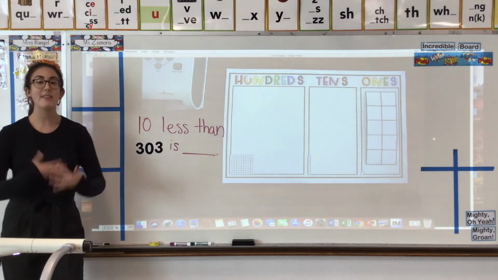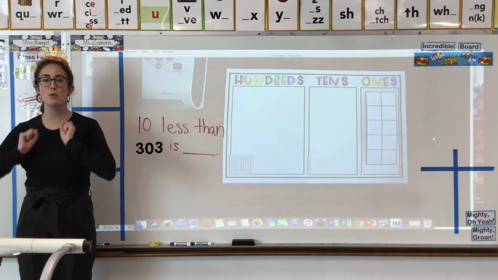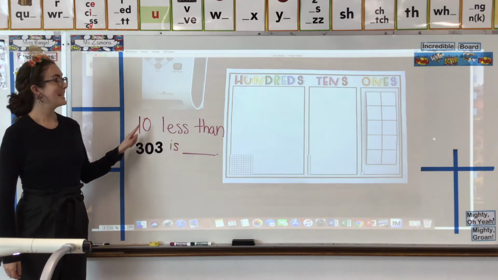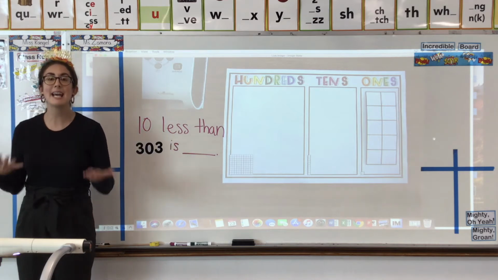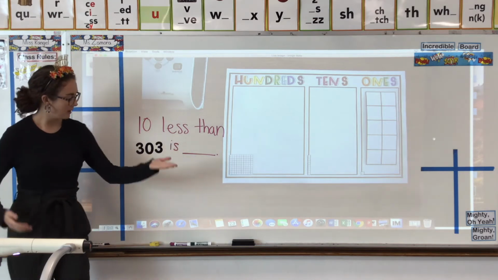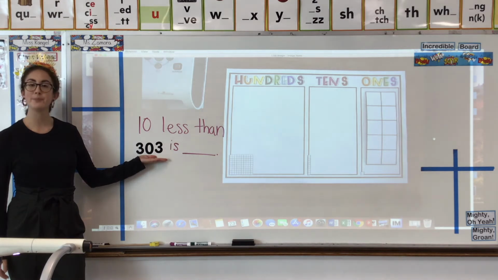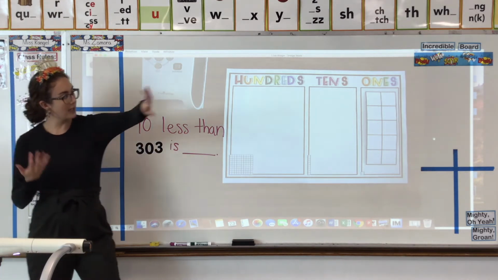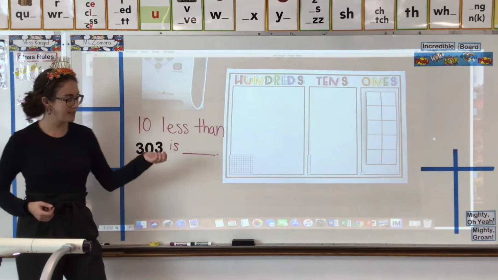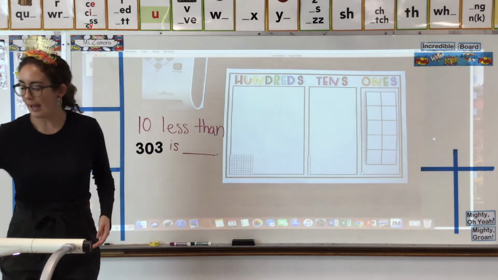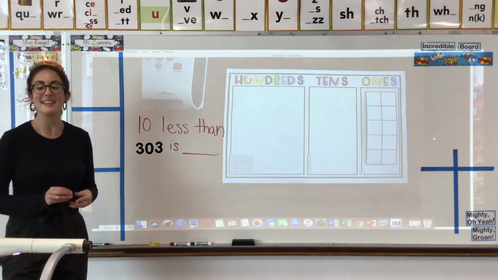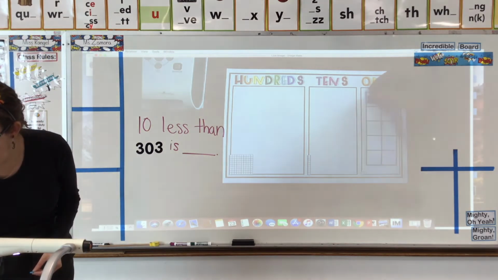Okay, in this problem, what are we taking away? We're subtracting 10 less than. We're going to take away a 10. And what are we taking away from? 303. So let's show it on our board. Awesome. In 303, how many ones are there? How many ones? There's 3 ones. Let's go ahead and show 3 ones.